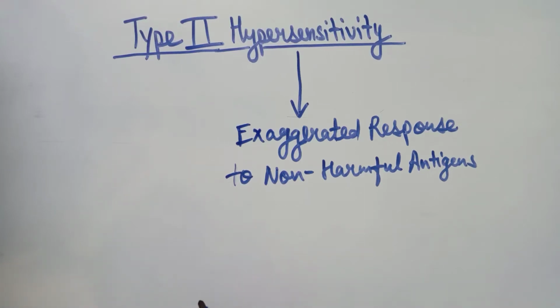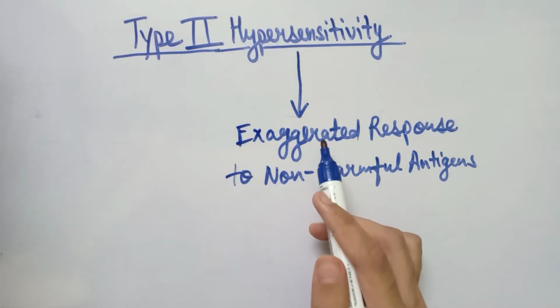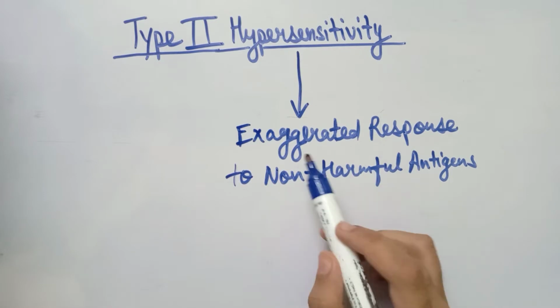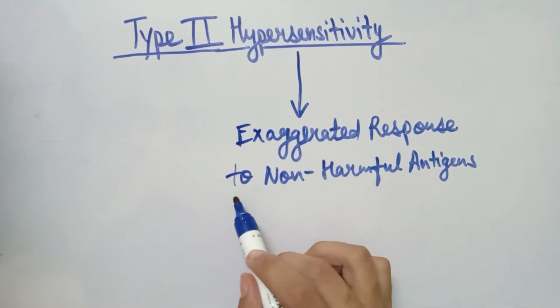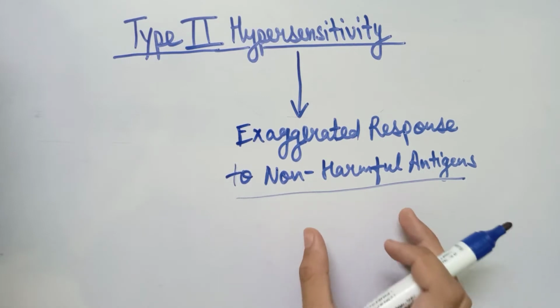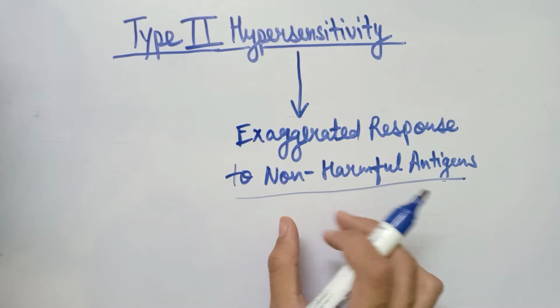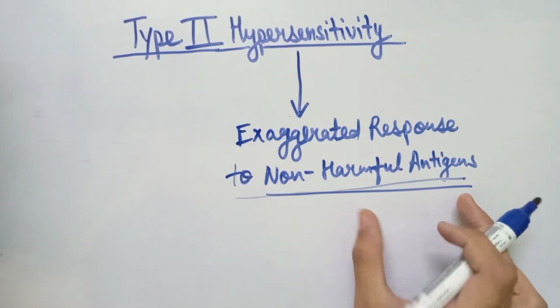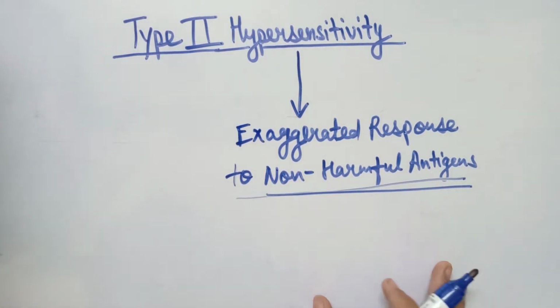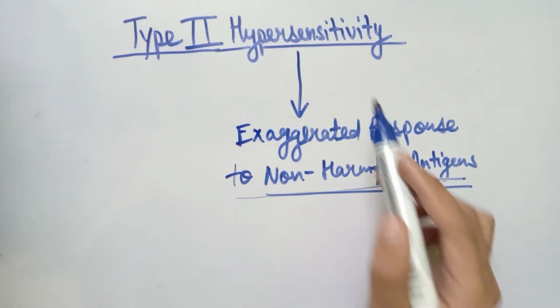Today we will study type 2 hypersensitivity. As we all know, hypersensitivity is basically an exaggerated response of our immune system to non-harmful antigens. When this exaggerated immune response is targeted towards antigens which are not harmful to our body, this type of immune response is known as hypersensitivity.